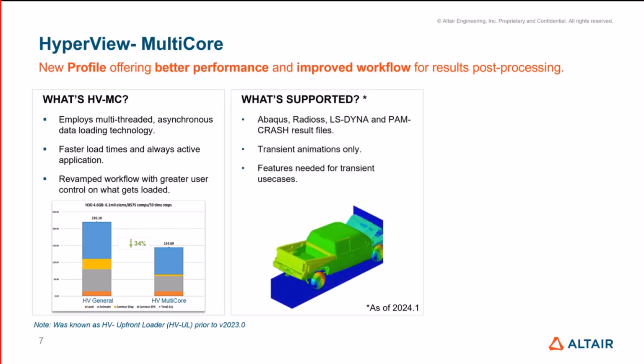Now, in terms of what's supported with multi-core, this is the information as of the previous release, 2024.1. In the first phase, what we attempted to do was support basically transient or explicit use cases, primarily in the crash domain. So accordingly, we covered result files coming from 4 major solvers: Abaqus, Radioss, LS-DYNA, and PAM-CRASH. And we tried to cover all the post-processing features that would be required for these transient use cases.